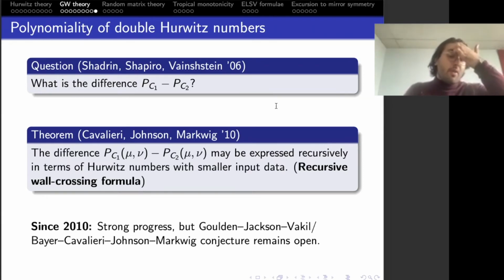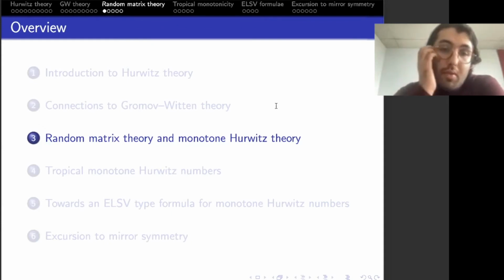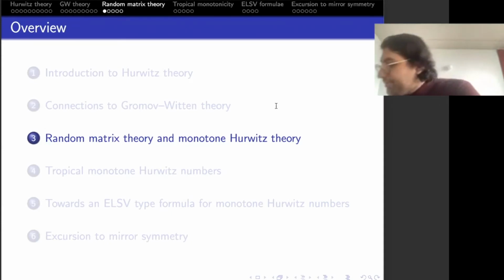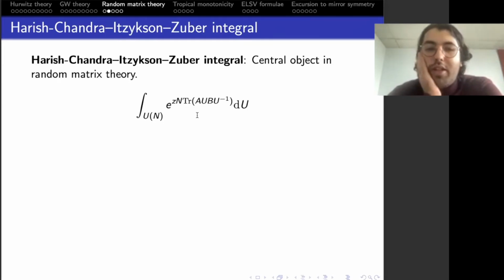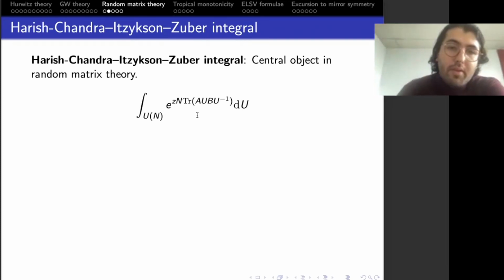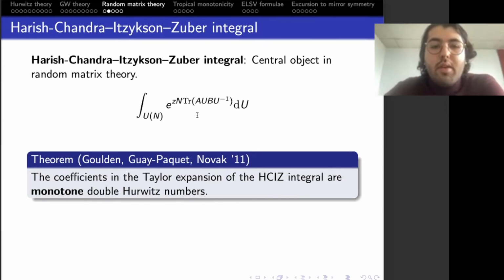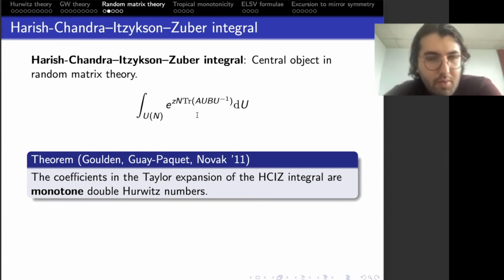Okay, so this is the story for the classical Hurwitz numbers, and I would like to come to the monotone Hurwitz numbers, which originate from random matrix theory. Okay, so the starting point of this study is the so-called Harish-Chandra-Itzykson-Zuber integral, which is a central object in random matrix theory, and it looks like this. And I don't want to say what it is, but it is an object in random matrix theory which apparently has very many applications. But the story of monotone Hurwitz numbers starts with the theorem of Goulden, Guay-Paquet, and Novak in 2011, where they proved the following. The coefficients in the Taylor expansion of the HCIZ integral are so-called monotone double Hurwitz numbers.